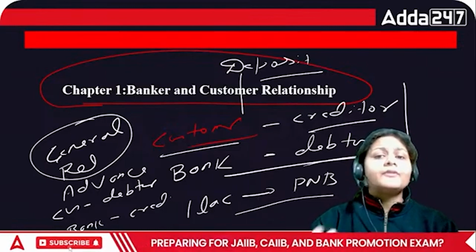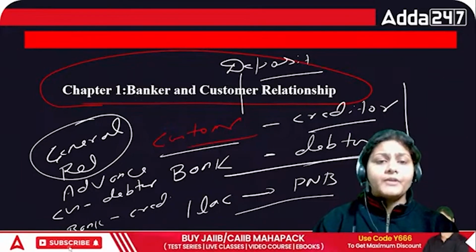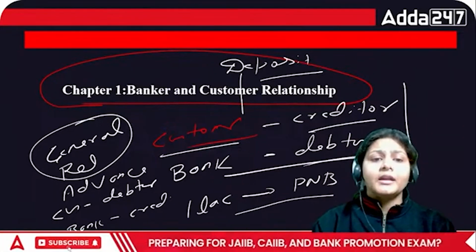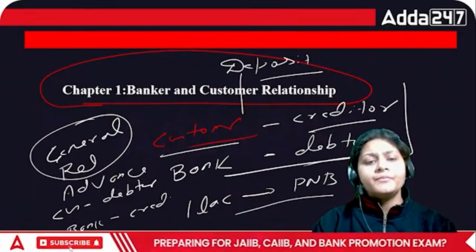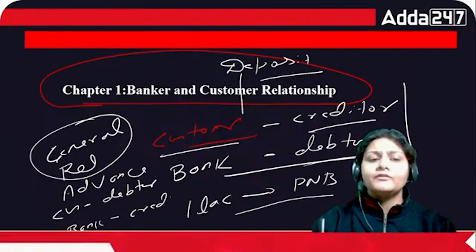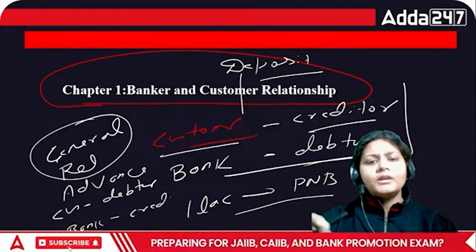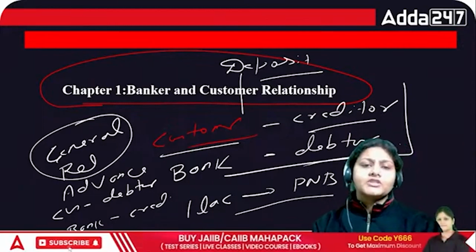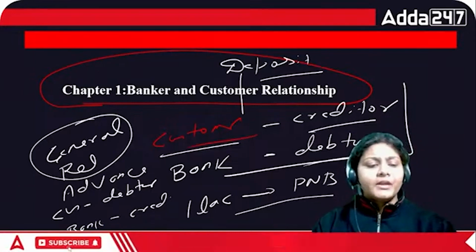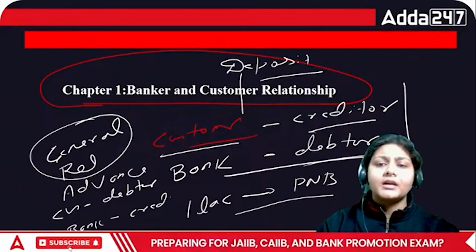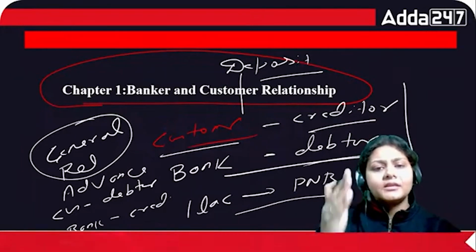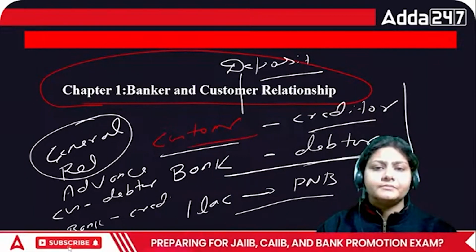So I have taken the loan from the bank. Now the bank becomes the creditor and I, the customer, become the debtor. But there is one condition: the bank requires some security or document if they are providing you the loan. Otherwise, the general relationship between the bank and the customer is that the customer is the creditor and the bank is the debtor. But in case of advances, this relationship is exactly opposite.